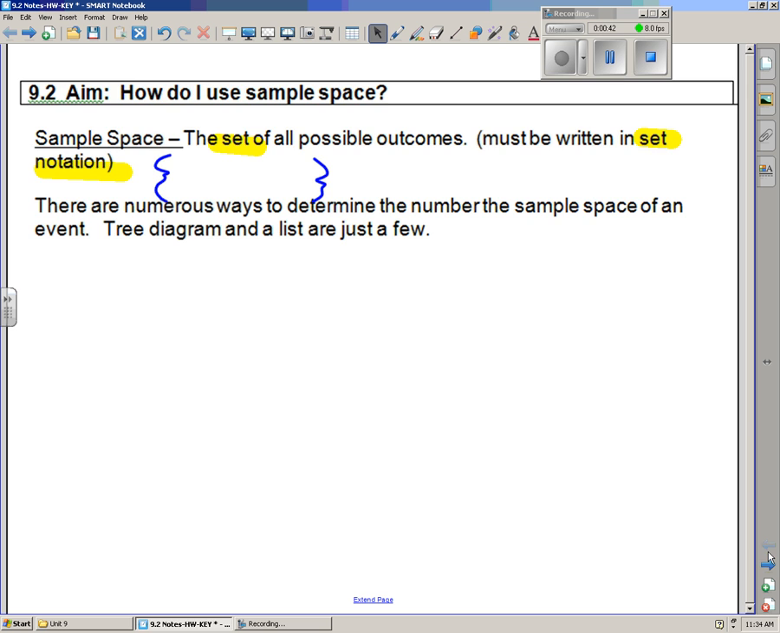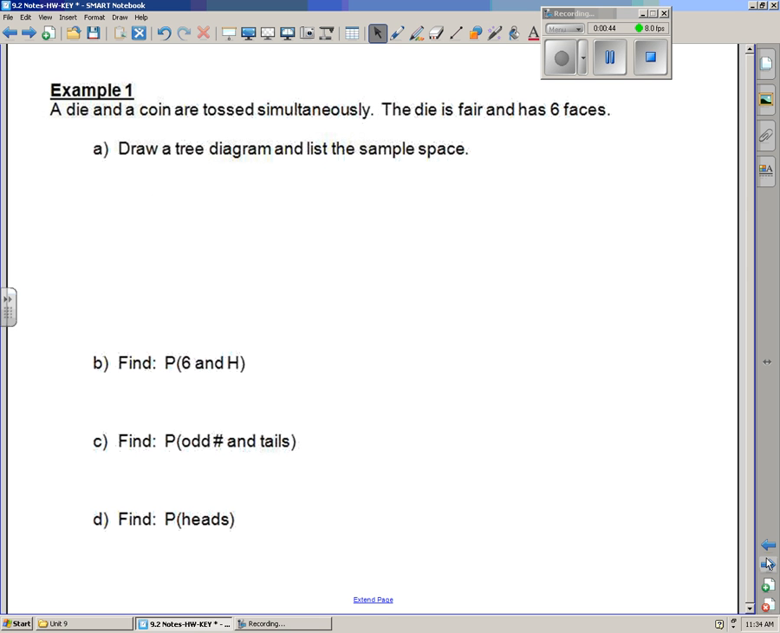Next page, possibly. Okay, so a die and a coin are tossed at the same time. The die is fair, which means it's got 6 faces. A coin is going to have heads and tails. The idea is to draw a tree diagram and then also list the sample space. So in terms of a tree diagram, you're starting from a toss and you've got a heads of a coin or a tails of a coin.